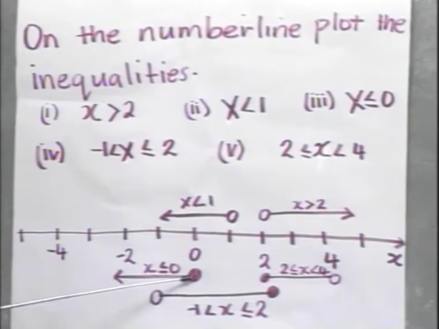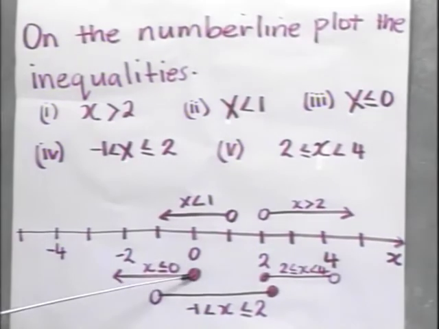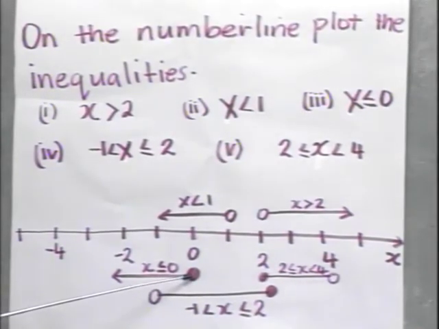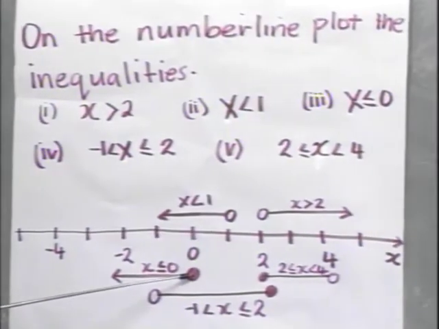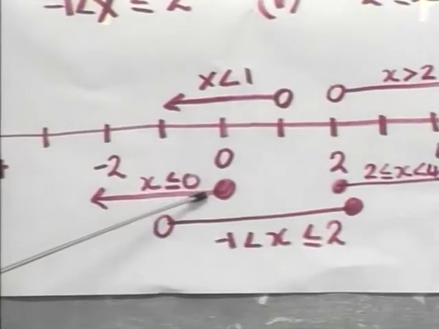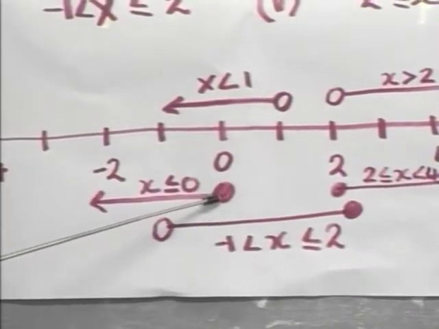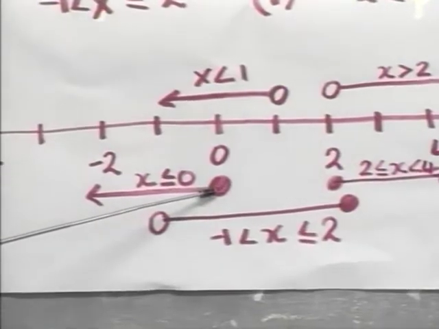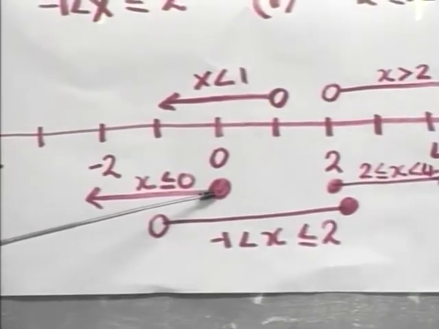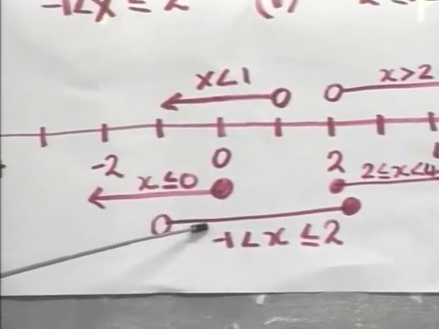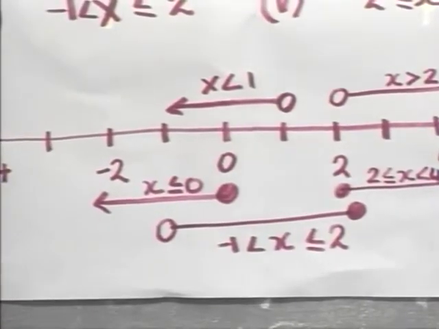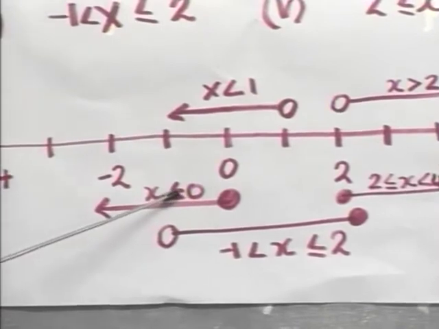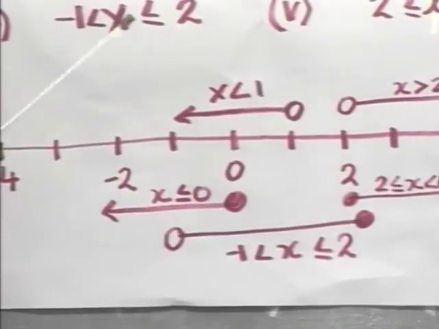And note what I've done. When you put a circle and you shade it, that means either less than or equal to or greater than or equal to, because it says x is less than or equal to 0. That means that 0 is included. That means the numbers must be either less than 0 or equal to 0. That's what less than or equal to means. Clear so far? All right, next.